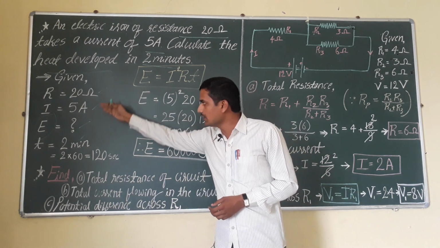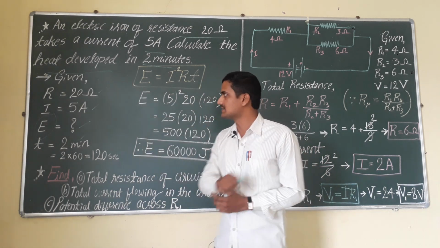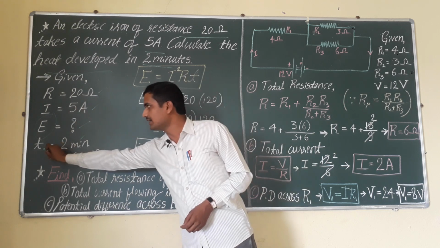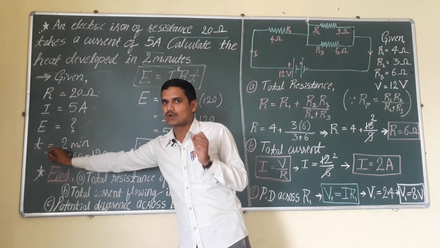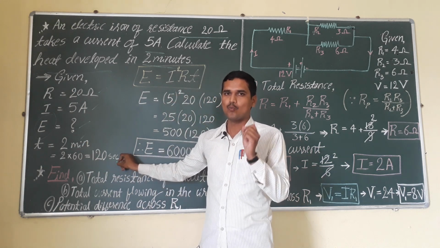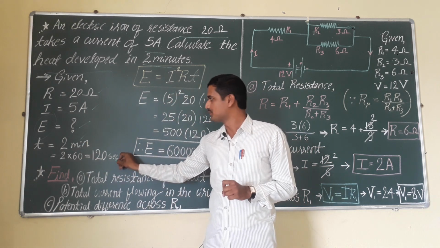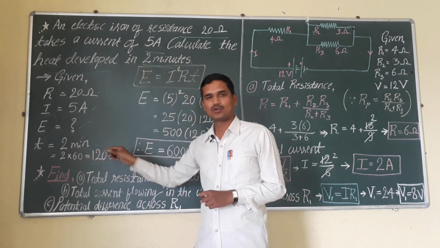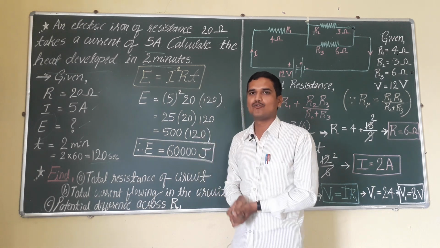Again, convert all the values in terms of SI unit. SI unit of resistance is ohm, current is ampere, and SI unit of time is seconds. So convert the minutes into seconds. You know already 1 minute is equal to 60 seconds. So 2 minutes means 2 into 60, it means 120 seconds. So now directly go for the formula.